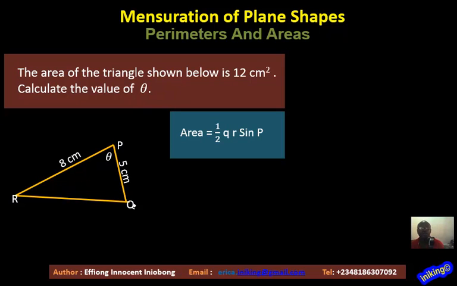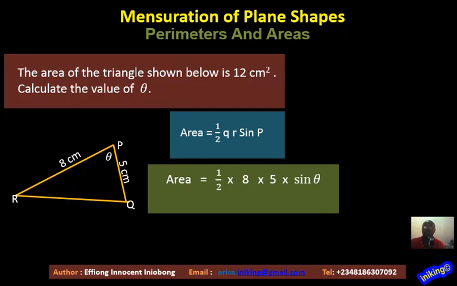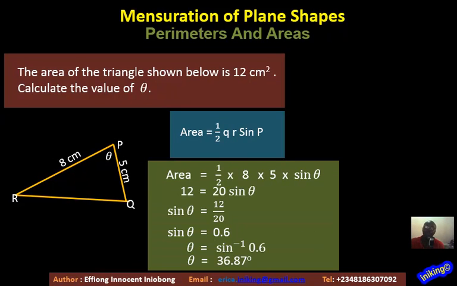Let's explain this. Small letter Q will represent the side facing angle Q. Small letter R is the side facing angle R. So that's how we have half Q and then R, and then the sine of the angle between the two of them, which is P. So we substitute half times 8 times 5, which we've done earlier on.